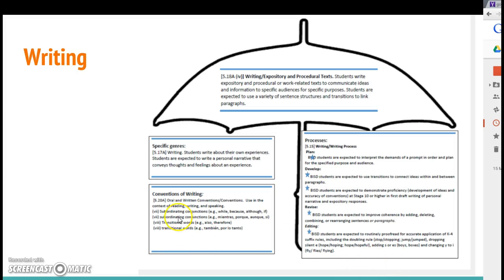The conventions of writing are subordinating conjunctions and supporting, and then I have the English here and the Spanish here, what you're doing, and transitional words, really helping them see that when you're building sentences that you are using the correct conjunctions with that, and then those transitional words that will actually improve the coherency of their whole paper. So continue working in their focus lessons.